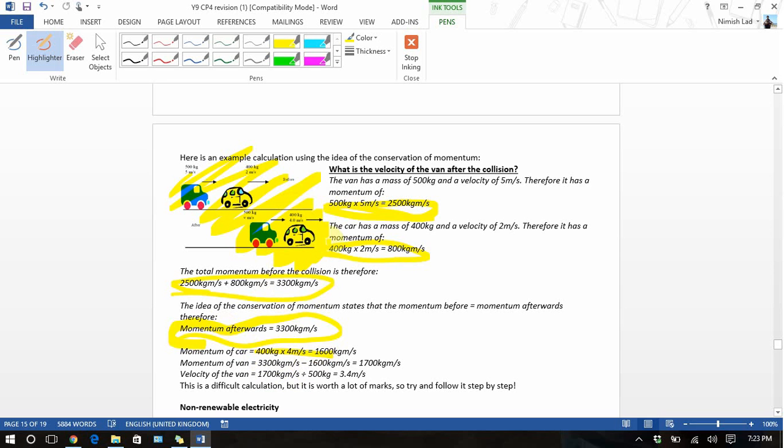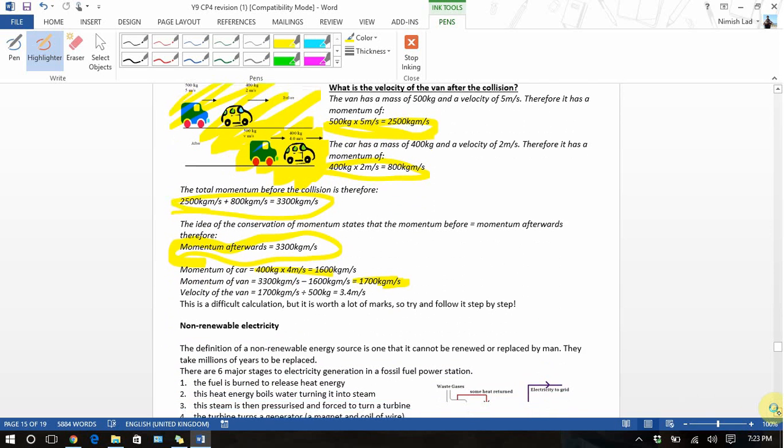So you can take that away from the total momentum to figure out the momentum of the van, and then divide that by the mass of the van, which we know as well, which means we can calculate how fast it's going. So typical sort of 6-mark question that you could get on momentum.